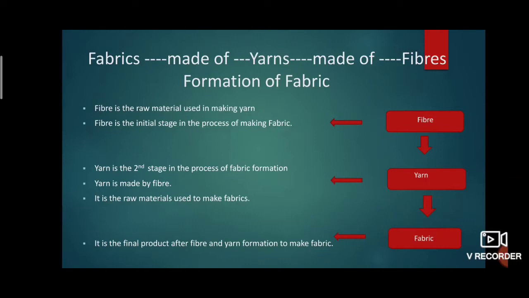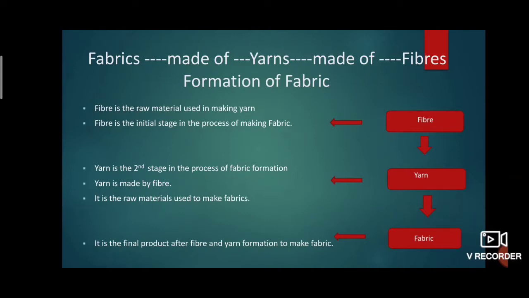Then the next thing is fabric is made of yarns. Yarns are made of fiber. These are the formation of fabric. First, about fiber. Fiber is a raw material used in making yarn. Yarn is used to make fabric. Fiber is the initial stage in the process of making fabric.